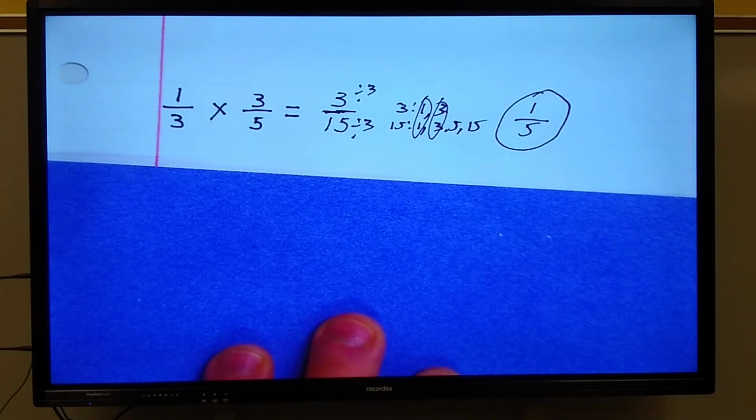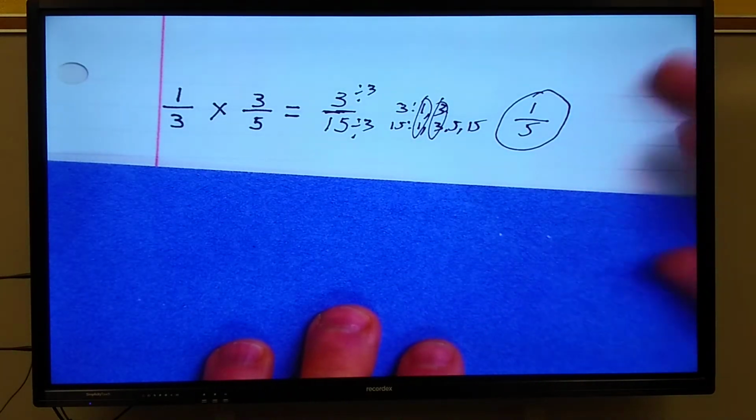That is the end. Easy. Now your turn. 1/2 times 2/3. Solve this now. Pause the video.